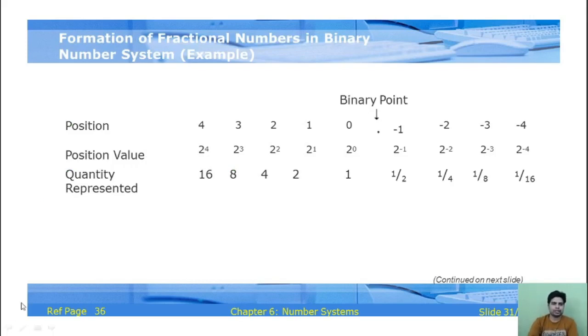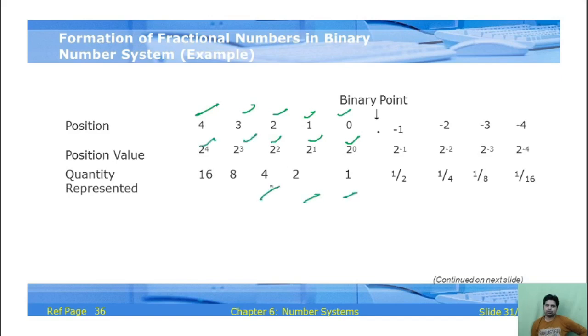Yes, these are the binary points also, the formation of a fractional number in a binary number system. Clear? This is how we form a fraction in the binary number system. These are the positions, here 0, 1, 2, 3, 4. It can be written as 2 to the power 0, 2 to the power 1, 2 to the power 2, 2 to the power 3, 2 to the power 4, and it is 1, 2, 4, 8, 16.